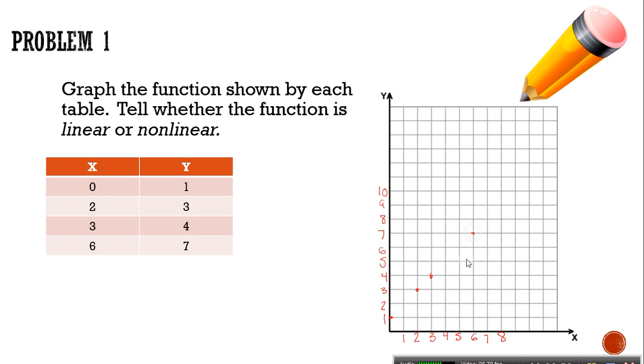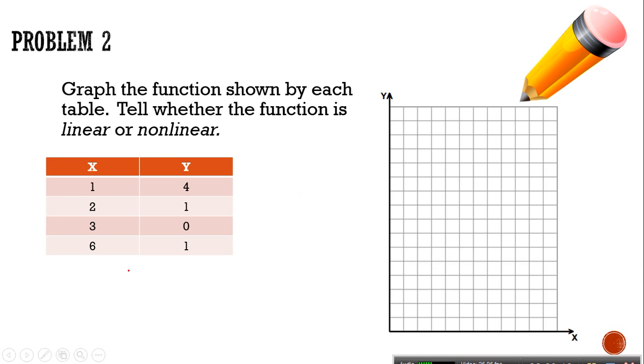Now, if I connect all these dots together, whoa, that's not a very good line. There we go. Notice how I have a straight line. So if I have a straight line for a graph, you can say it is a linear function.